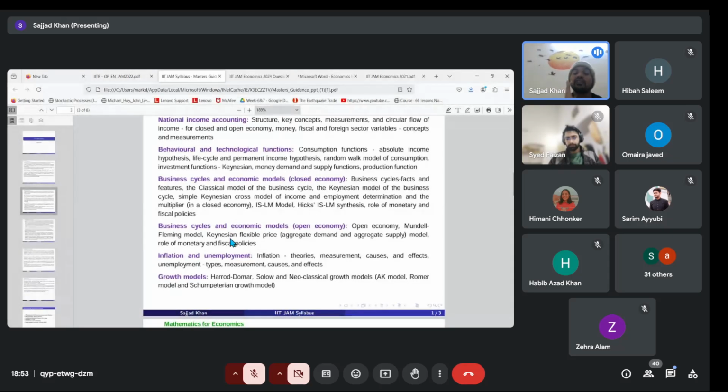Like in the Mundell-Fleming model, they compare fiscal policy and monetary policy. And in the open economy, they also include export and import in the Mundell-Fleming model. I think it is a question not directly asked from the model, but from the CUET perspective it is a very important topic.